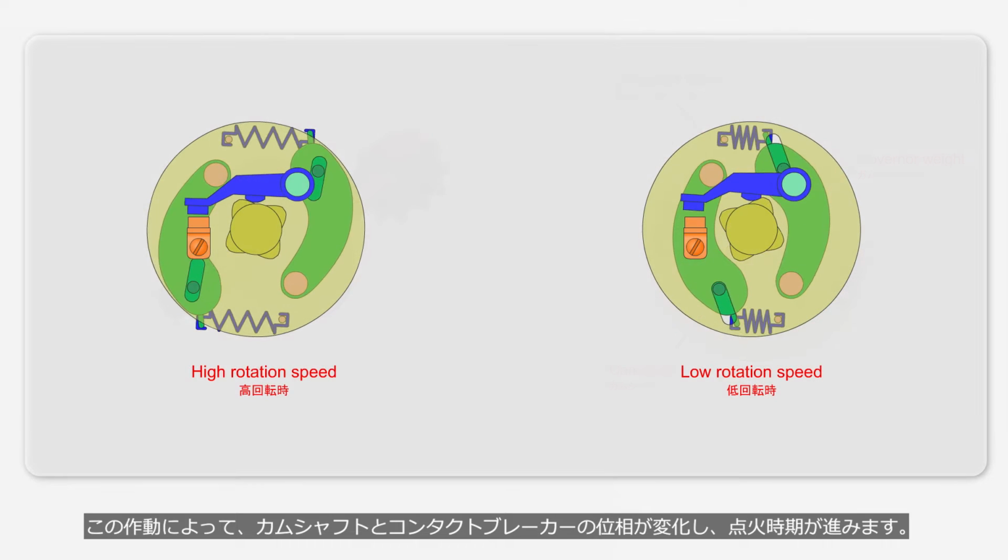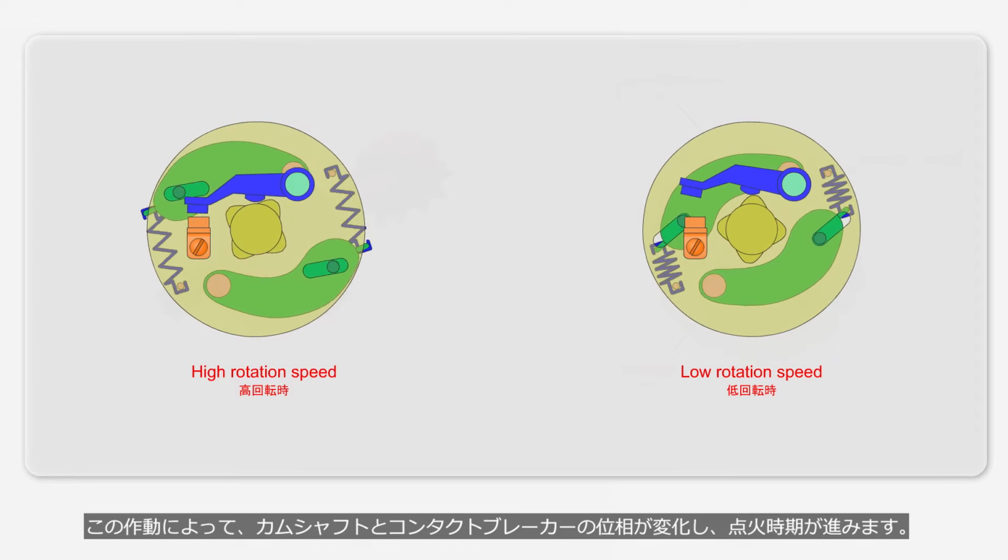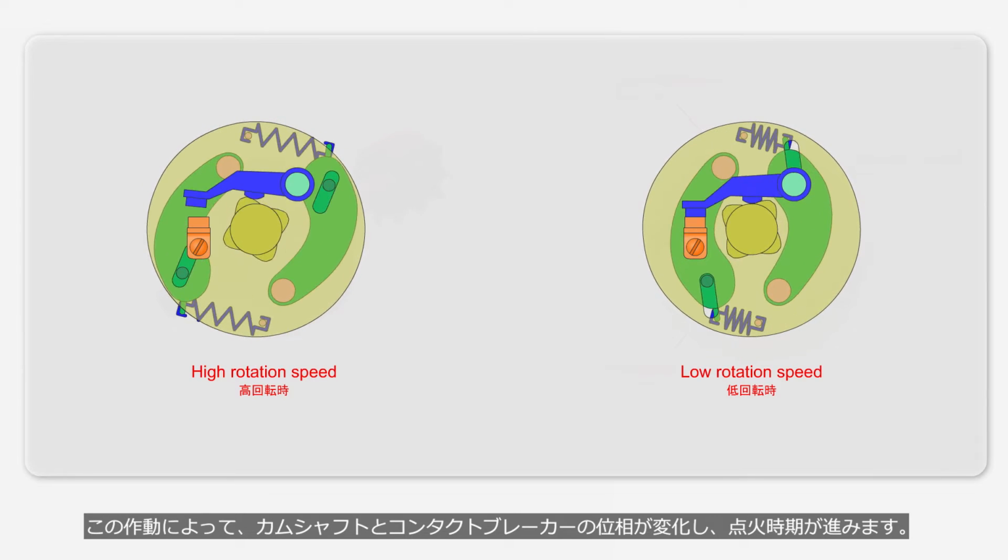As a result of this operation, the phase relationship between the camshaft and the contact breaker changes, causing the ignition timing to advance.